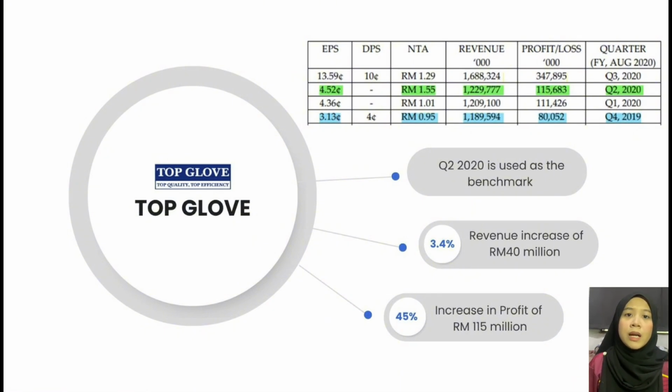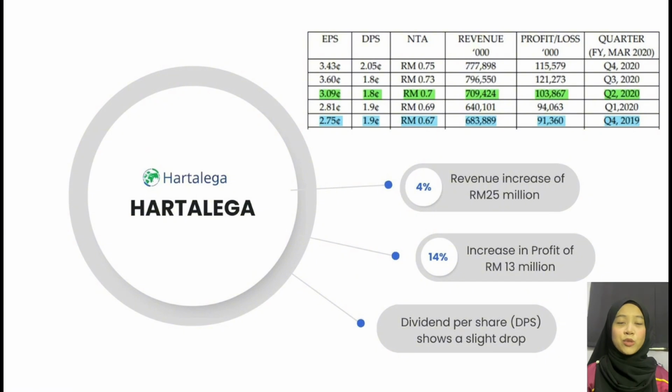Following the revenue, the profit of Top Glove also showed the same trend, rising from 80 million in Q4 2019 to 150 million in Q2 2020, 45% growth. The net tangible asset and earnings per share also increased, illustrating the same trend. Next, we have Hartalega, which also experienced growth despite the downfall of other industries.